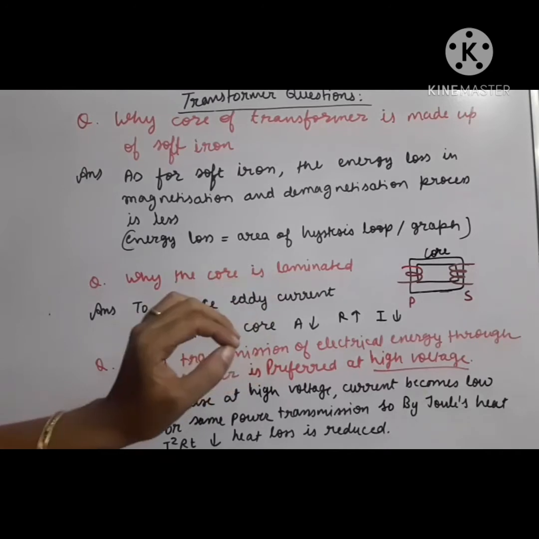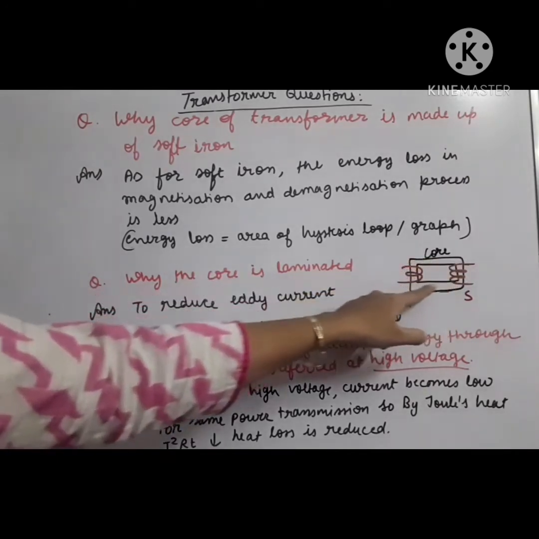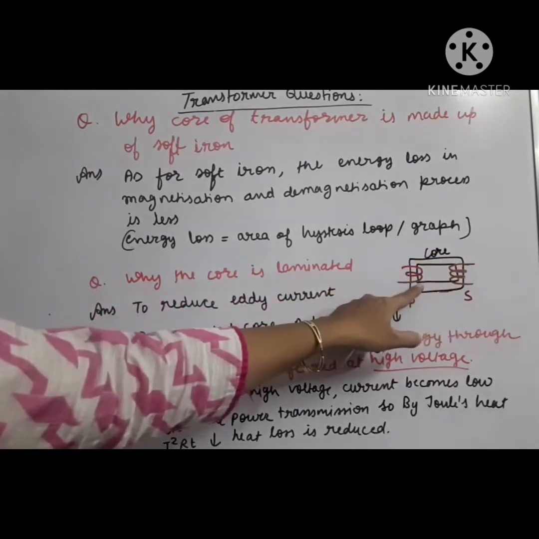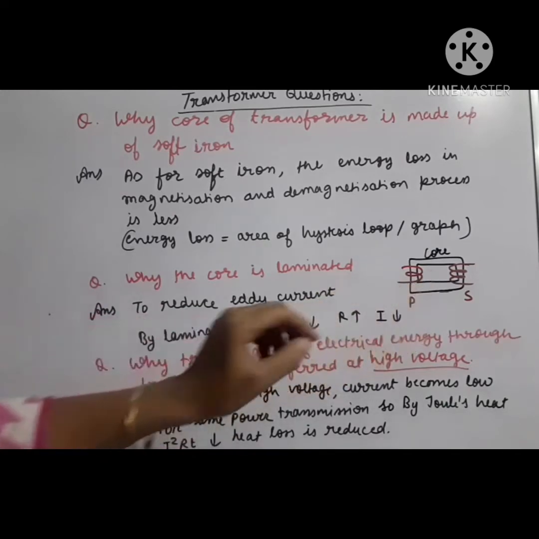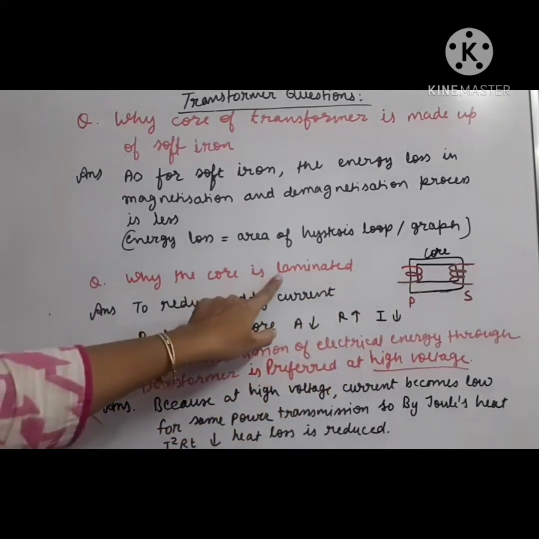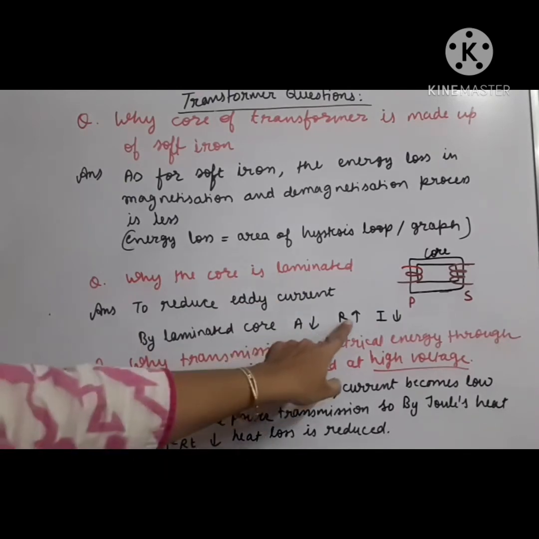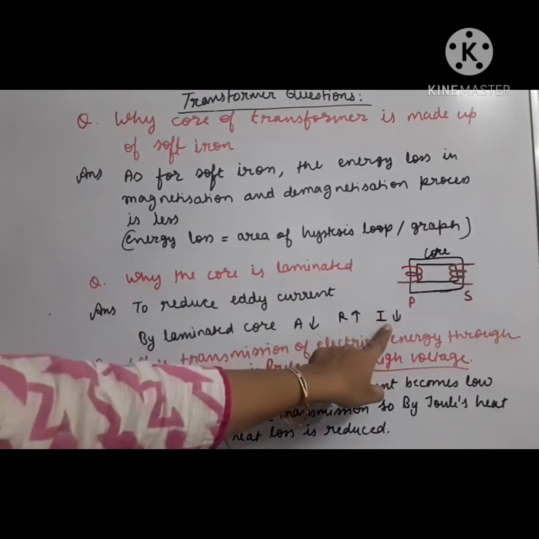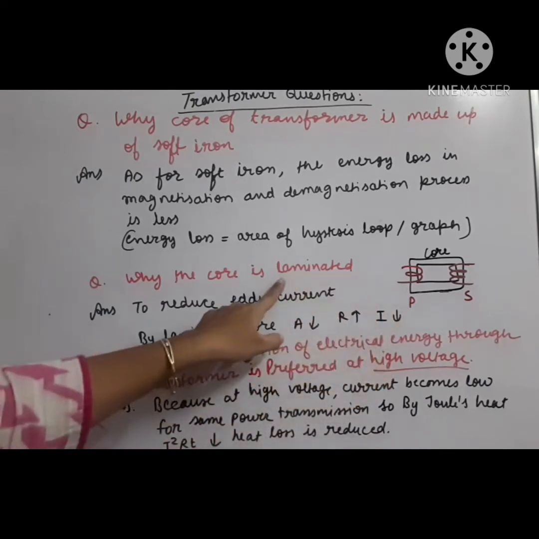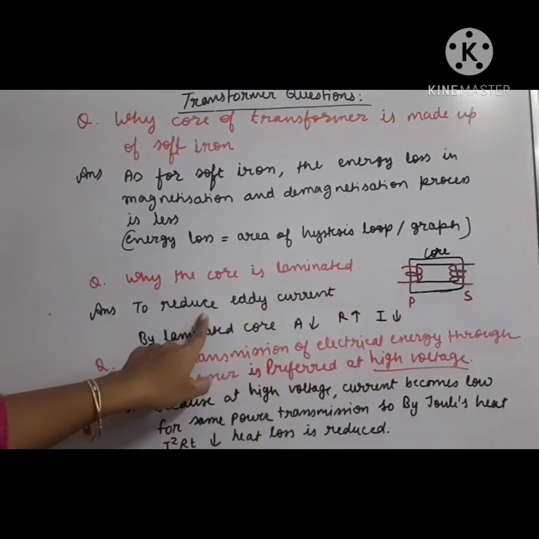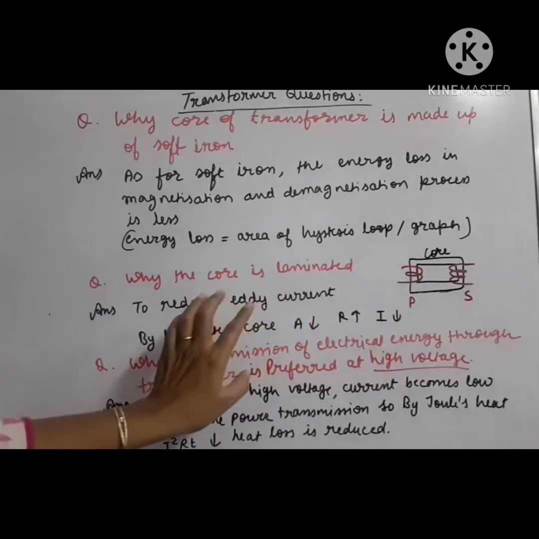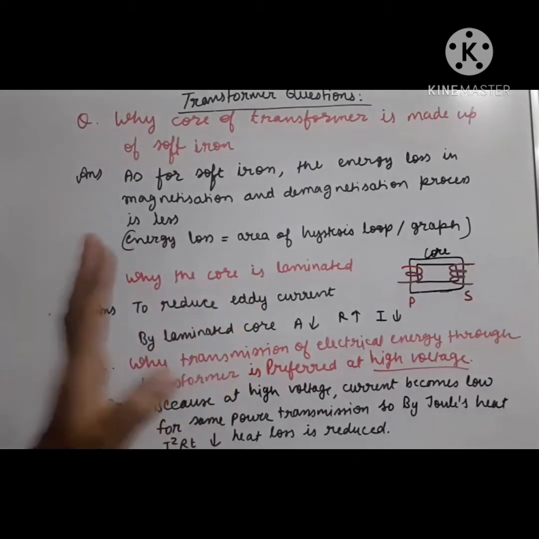So how to reduce it? Here, while the eddy current will flow, heat loss will take place. So how to reduce it? So by laminating the core. By laminating, the area becomes less, resistance increases, so current becomes less. So laminated cores, its simple reason is to reduce eddy currents. Okay, these are 1 mark questions generally.